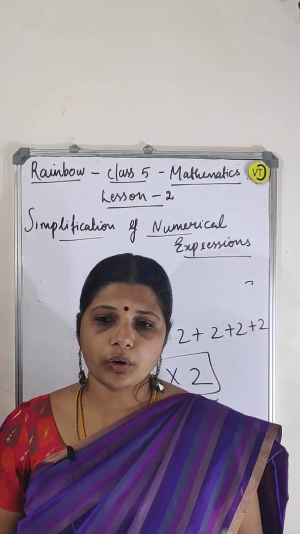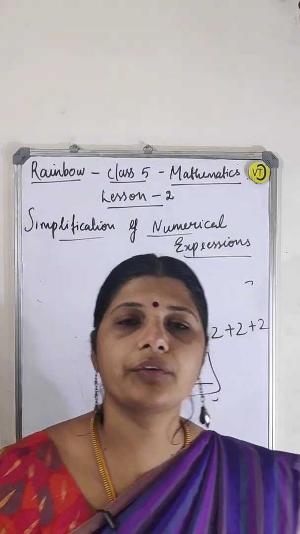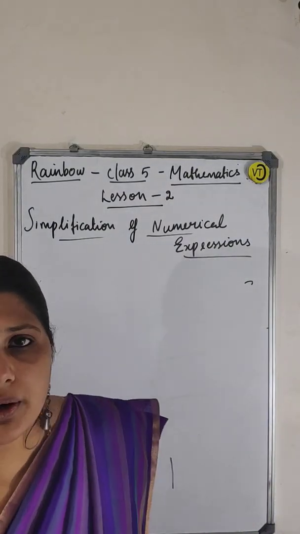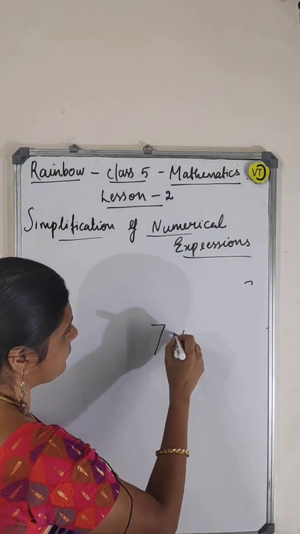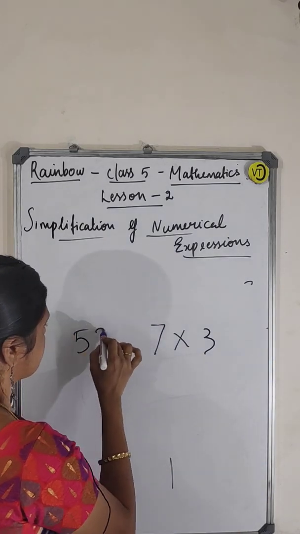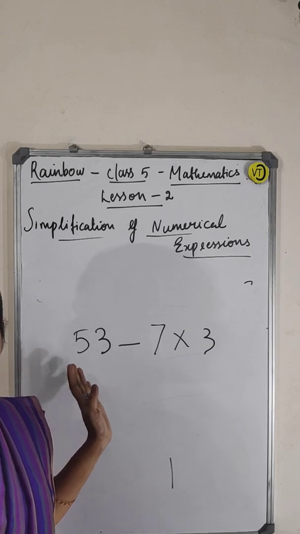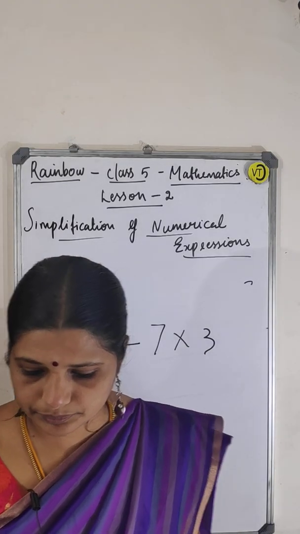Subtract the product of 7 and 3 from 53. How do you write it? Very easy, see? The product of 7 and 3. Product means 7 and 3. From 53, 53 minus. This is the expression. 53 minus 7 into 3. Okay.